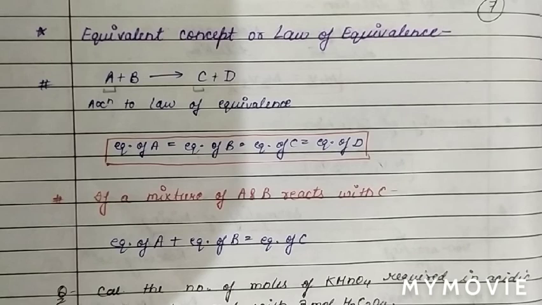Now for the equivalent of base, we know the normality of NaOH. Normality into volume in liters gives the number of equivalents. The normality is given as 0.5 and the volume is given in ml, so 20 upon 1000. Then we calculate the n factor, which is the basicity. On solving we get the n factor, the basicity, equal to 2.